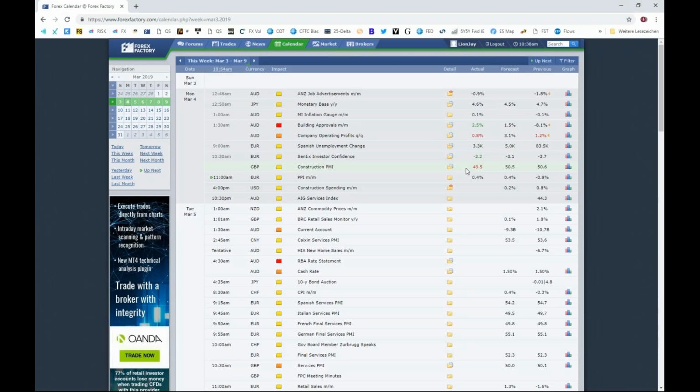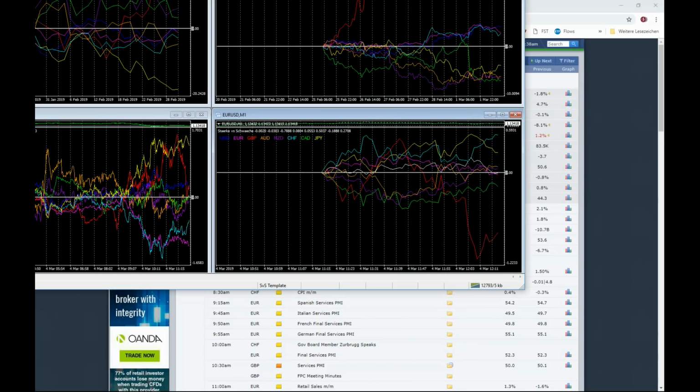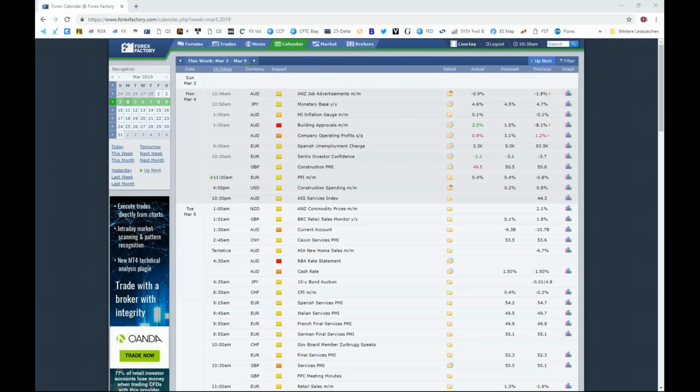Construction PMI in the UK came in worse. Now, is the market reacting to that, yes or no? Well, not really, or a little bit. This is what's currently happening in the last 60 minutes. We can see a little bit of Japanese yen strength, a little bit of Swiss franc strength, and then pound weakness based on that number that came in much worse than expected. Actually, below 50 means contraction territory.